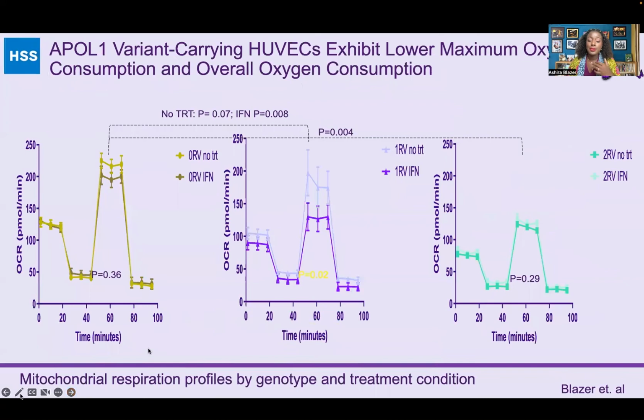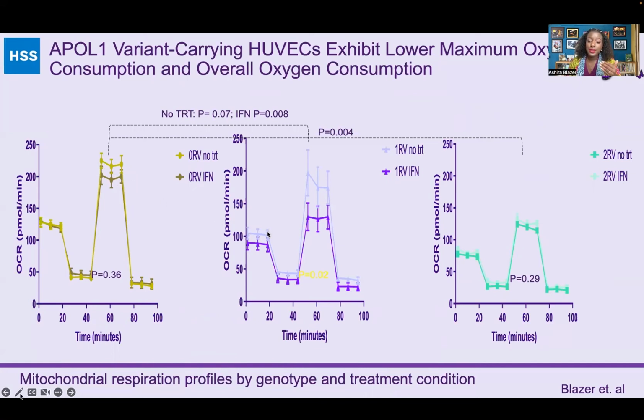So here are representative tracings from cells representing either 0 risk variant carrying HUVECs, 1 risk variant carrying HUVECs in the purple, 2 risk variant in the gold. And these were either left untreated in the lighter bars or interferon gamma treated in the darker bars. And what we can see is that under both conditions, the 0 risk variant carrying HUVECs had the highest basal oxygen consumption and the highest maximum oxygen consumption.